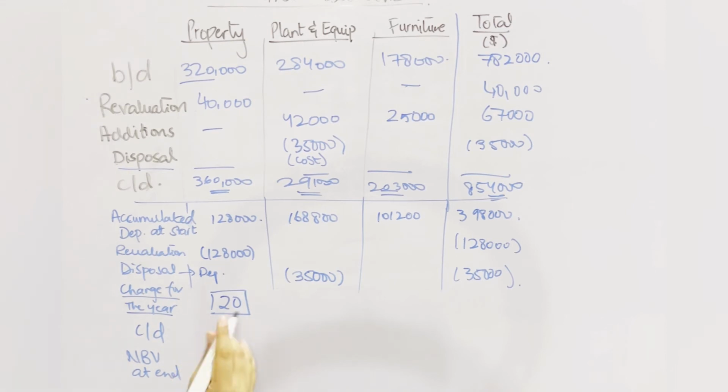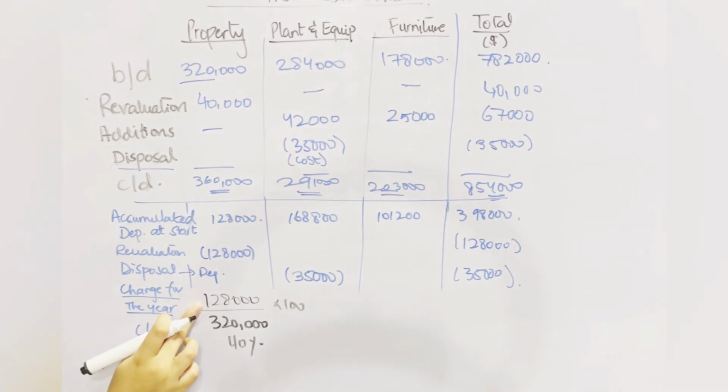How will you do that? 128,000 is basically the depreciation, and the cost of the asset is 320,000. You divide one by the other so you get to know for how many years this amount of depreciation has been charged. If you multiply by 100, you get 40%, which means the 128,000 depreciated consists of 40% of the total life the asset has.